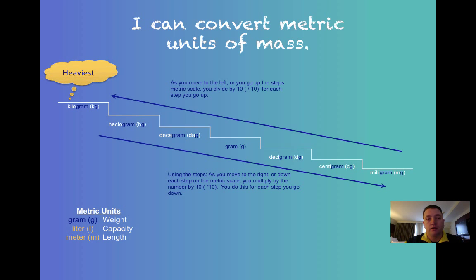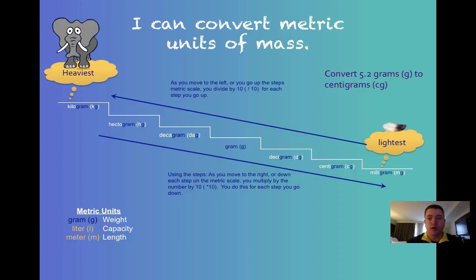All right, so heaviest on the top, kilogram being the heaviest, and on the lightest side would be the milligram. So you can again see the suffixes have all changed to gram here, but the prefixes are all the same. So just for a quick review, I'm going to convert 5.2 grams to centigrams.